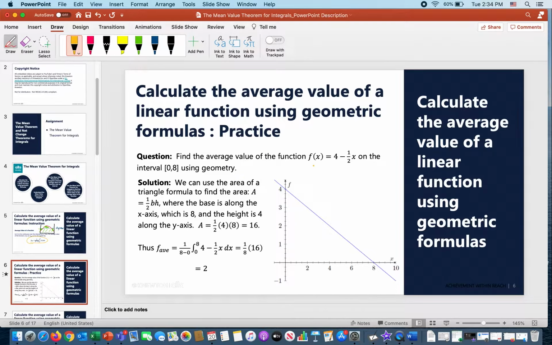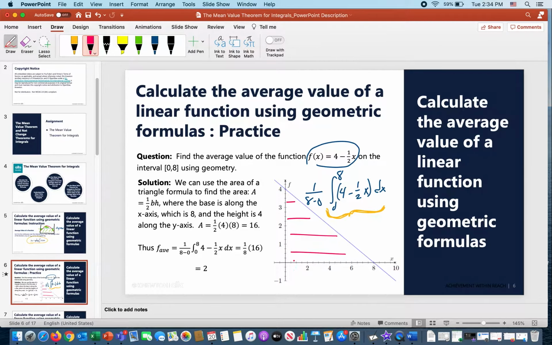It says find the average value of the function, this thing right here, on the interval 0 to 8. And we want to use geometry to do that. So recall what we said about the average value. The average value is 1 over 8 minus 0 times the integral from 0 to 8 of 4 minus 1/2 x dx. Really what we mean when we say use geometry is we're going to use geometry to find out what this value is, that I've underlined in yellow. That thing is just the area of this triangle.